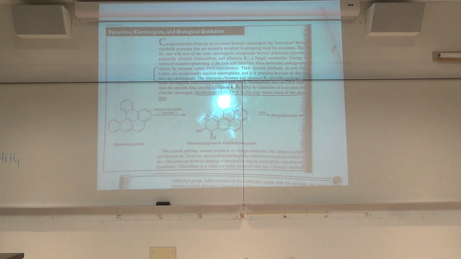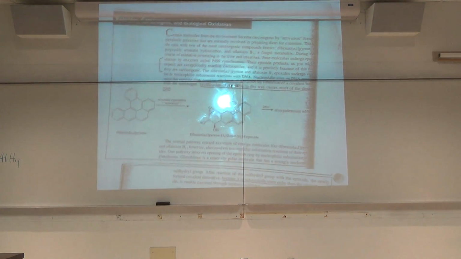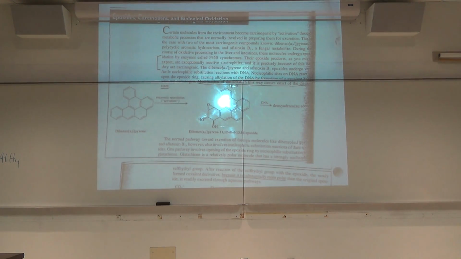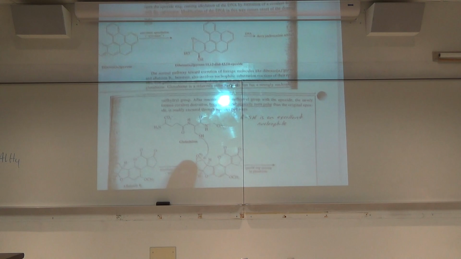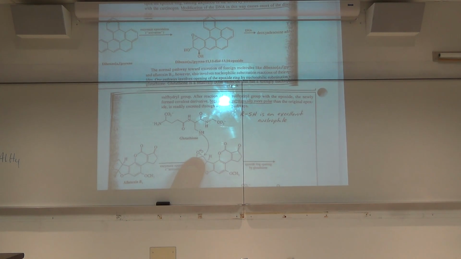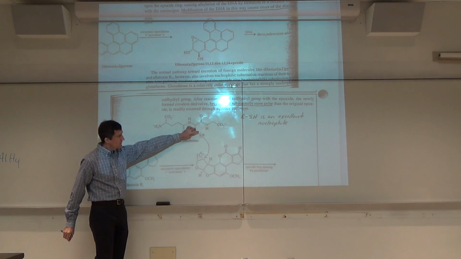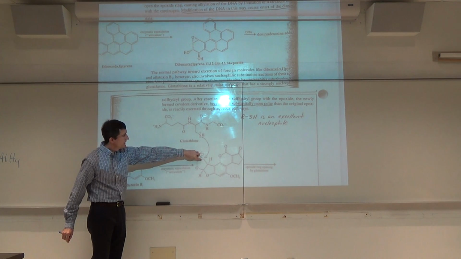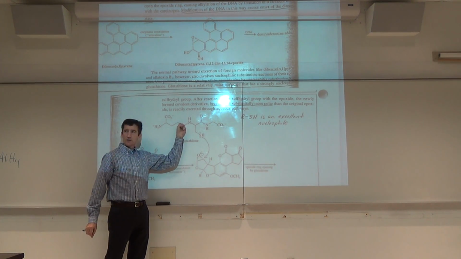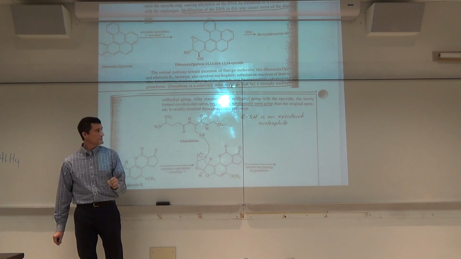So the epoxide is involved in the mechanism there. Of course, glutathione is a protecting agent in your body. We talked about glutathione in Organic 1. Sulfur is a good nucleophile. The glutathione can react, and it acts as a sacrificial nucleophile to protect you instead of your DNA.